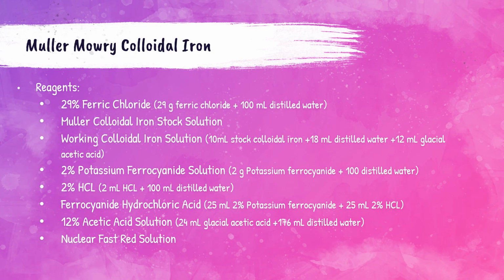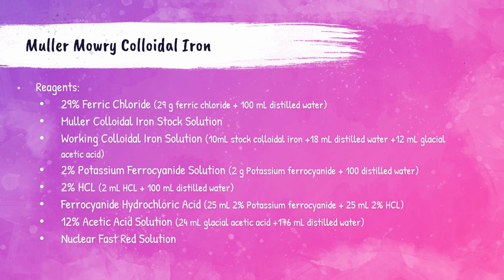Reagents for the Muller-Maury colloidal iron stain: 29% ferric chloride, created by mixing 29 grams of ferric chloride with 100 milliliters of distilled water; a molar colloidal iron stock solution; and a working colloidal iron solution, which is prepared by combining 10 milliliters of the stock colloidal iron solution with 18 milliliters of distilled water and 12 milliliters of glacial acetic acid.